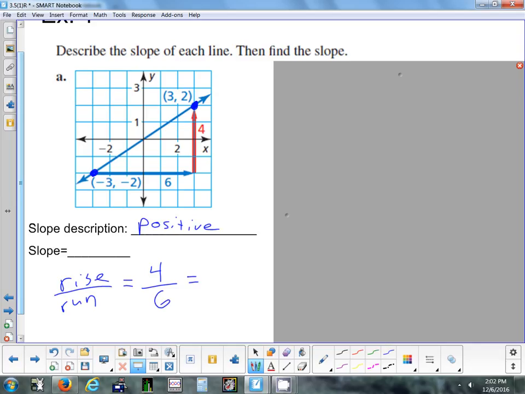Now, we always leave our slope as a fraction, but if we can reduce it, we should. Yeah, and how'd you get that? Yeah, divide the top and bottom by 2. So the slope of that line is 2/3.